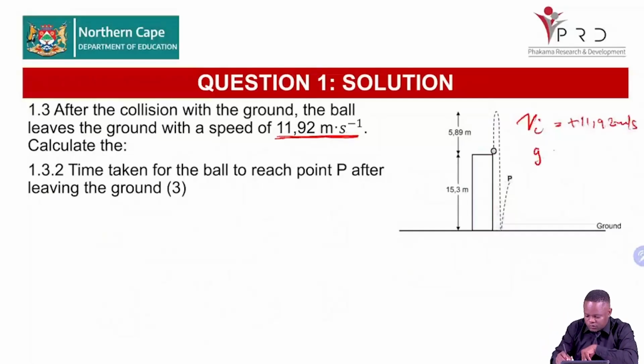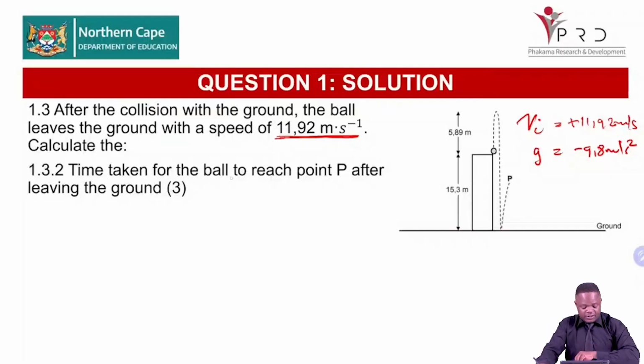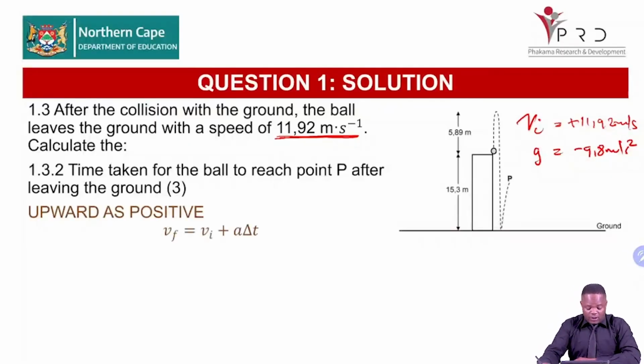What else do you know? You know of your G. Our G is a negative 9.8 meters per square second. Okay, and it's going up to point P there. All right, so we need to calculate the time taken for the ball to reach the point after it leaves the ground. So we're saying our upwards is positive. We have our A, okay, and we also have our final velocity. At point P, our final velocity is 0 meters per second. Remember, this is the maximum height that it reaches after bouncing, and therefore it comes momentarily to rest, grade 12s, and therefore the velocity will be 0 meters per second.